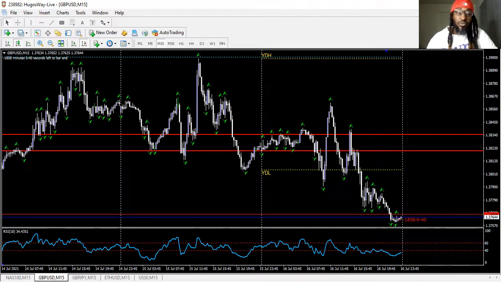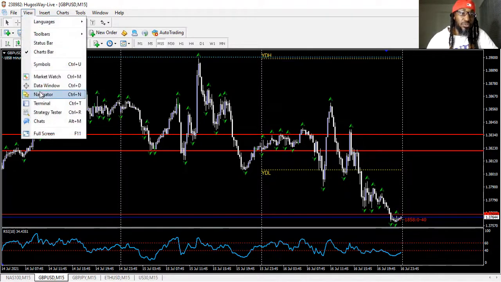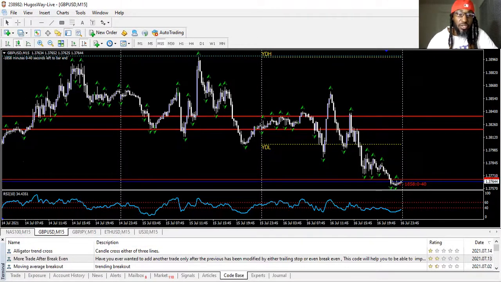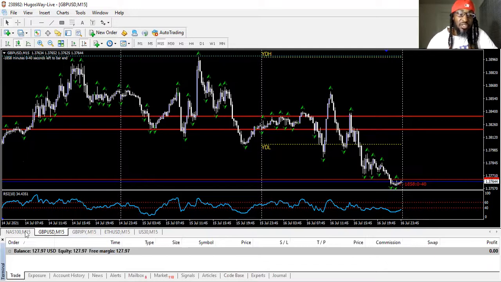But you can also download this indicator. If you use MetaTrader 4 on your platform, you can download this and it comes pre-downloaded for you. You just have to go into your platform, go to View, go to Terminal, and go to where it says Code Base. You go in here, and they have all kinds of different indicators that you can use, but this is not a video for that.